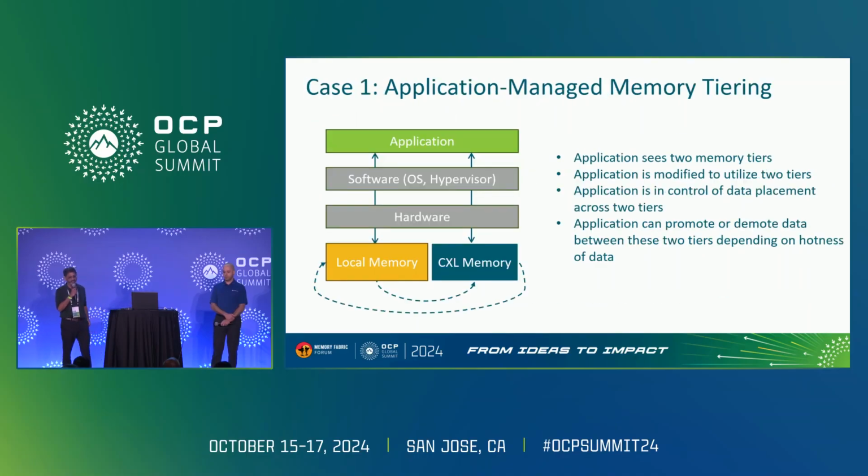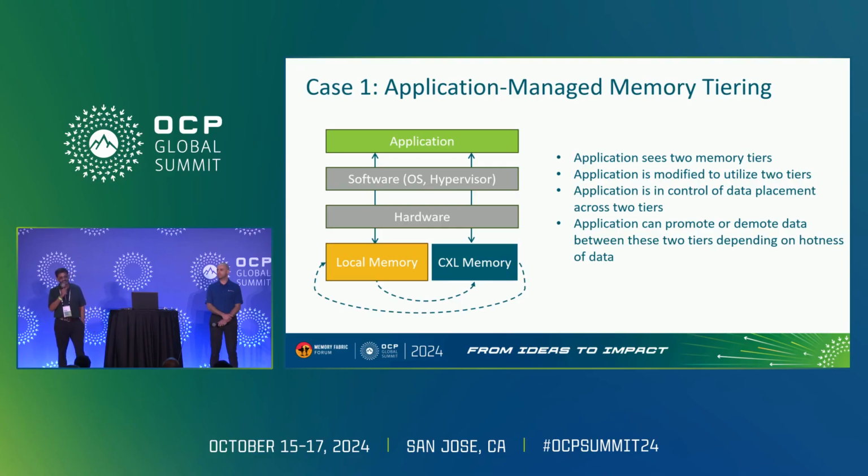So let's talk about application managed memory tiering. So this is where the application is in control, right? You are a company who owns your own application. That means you can change your code, right? So for example, in Microsoft, we have a lot of our software as a service. So we own those applications and we have liberty to change that code. So the application in this case sees two tiers of memories. And because you own your application, you can modify it.